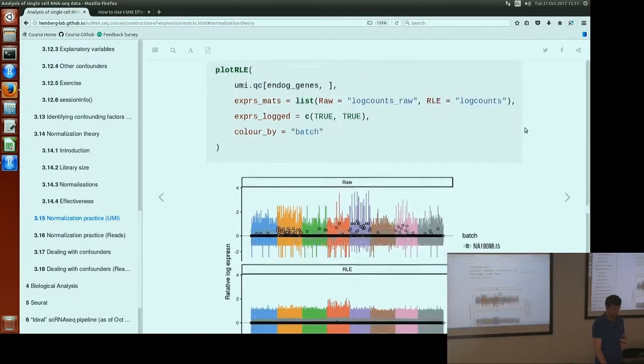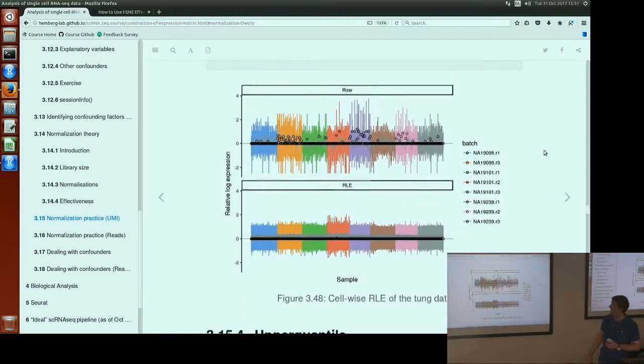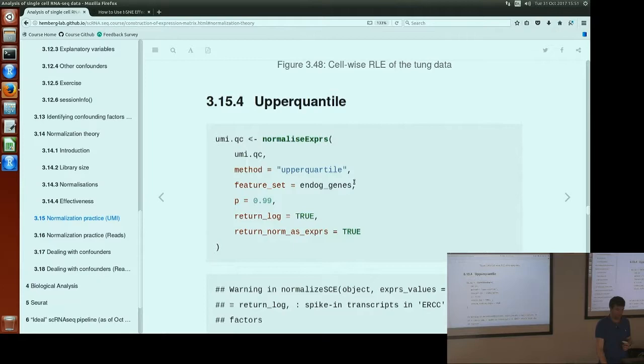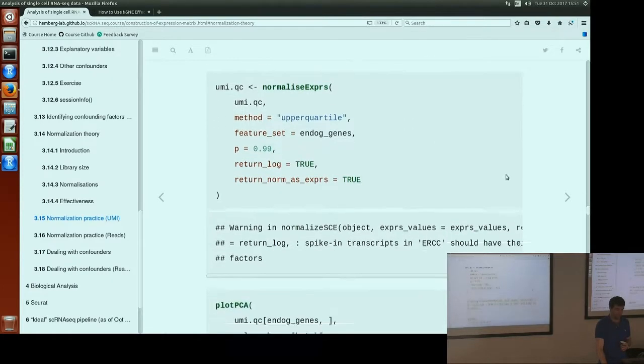If we do look at an RLE plot again, comparing the raw on the top to the RLE normalization method here, we can see the benefit of RLE relative to the raw value. If you were to compare that back to the vanilla CPM, not a profound difference in normalization. We can do the same thing with upper quartile. So again, applying the normalized express function and setting method to upper quartile.